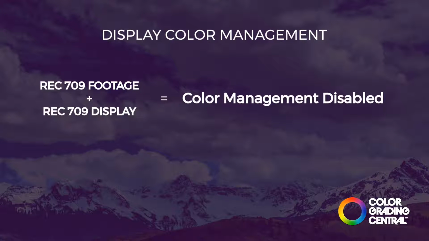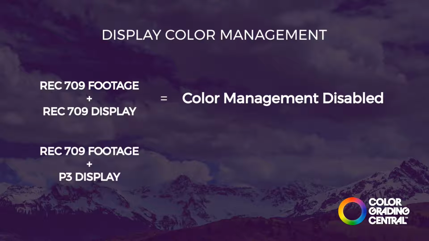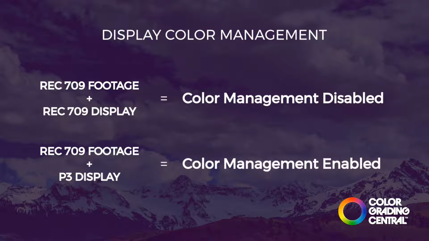However, if your timeline is Rec. 709 and your display is in P3 color space, like the Retina Display IMAX, you'll want to enable it so Premiere displays the image correctly for your wide color gamut screen.